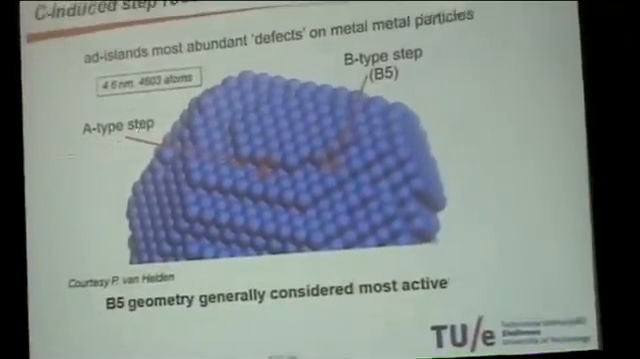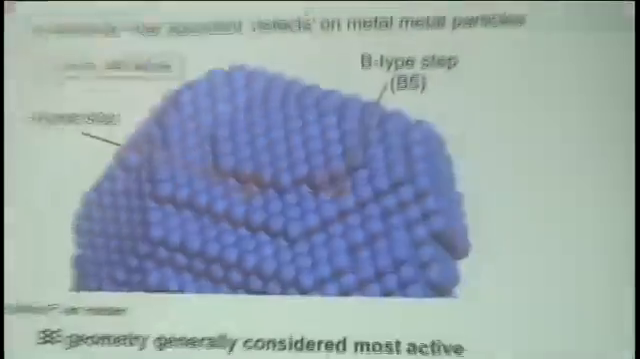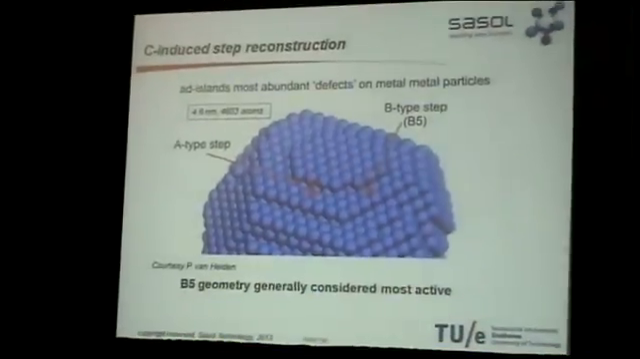So you have what I call an A-type step. That means it's a triangular geometry at the step edge. And a B-type step, which commonly goes by the name B5, which has a square geometry at the step edge. And those two have different reactivities, and the B5 site is generally considered to be the most active for CO dissociation on these stones.